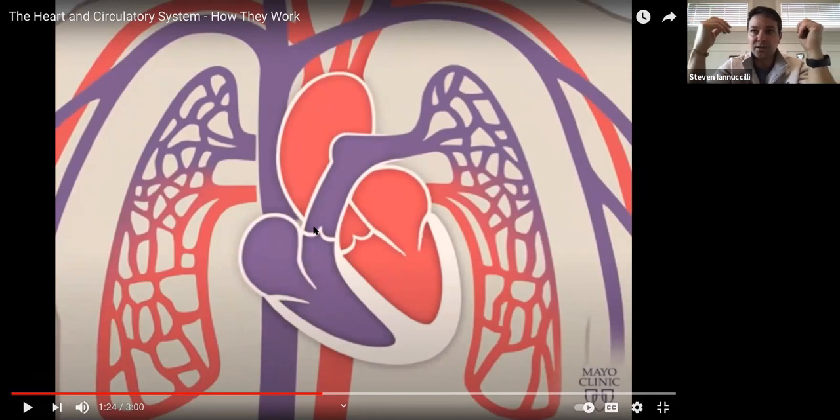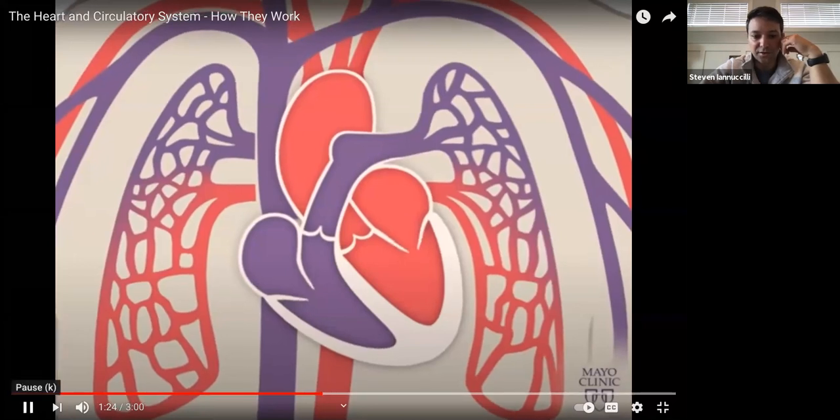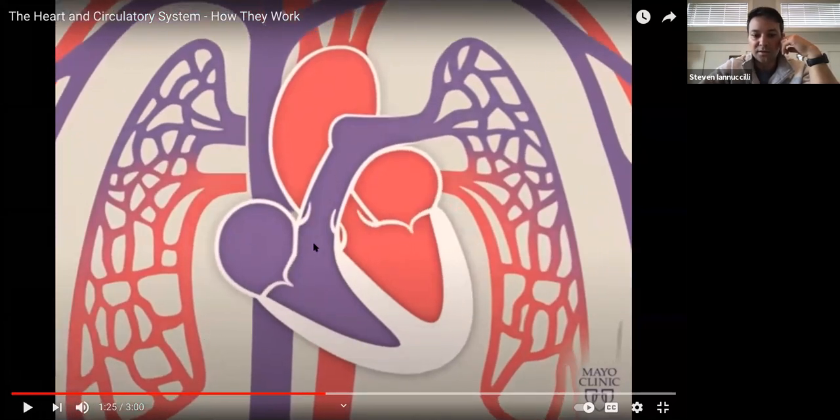Same thing like in a car. If you don't have pressure in your engine or in your pipes, the water doesn't move around. The things don't move. So we need to have pressure. So some of these valves need to be closed while the other ones are open, and vice versa. If I just hit play real quick, when the semilunar valves are open, the AV valves are closed.